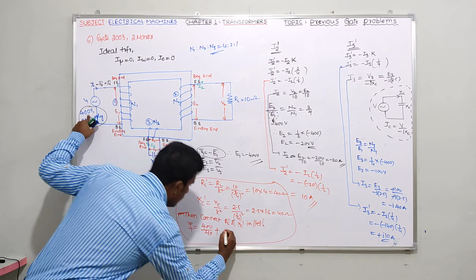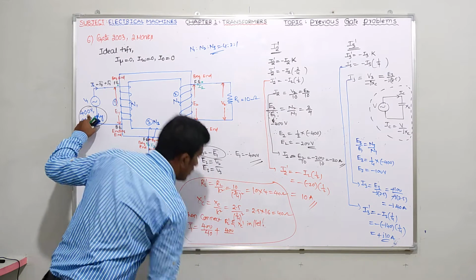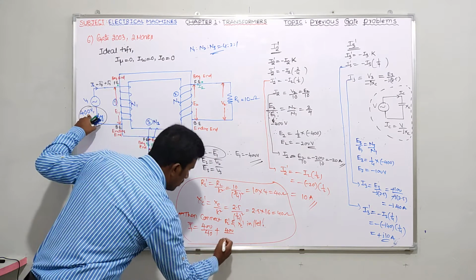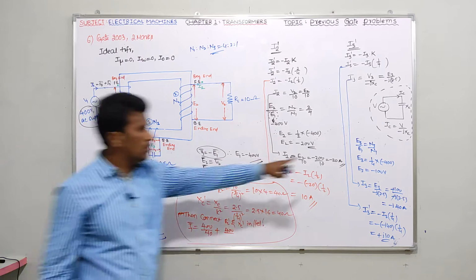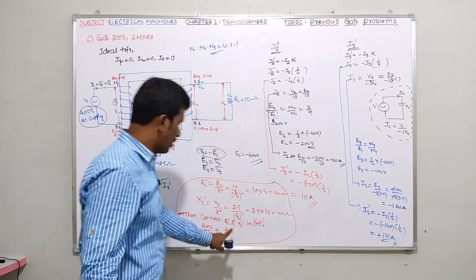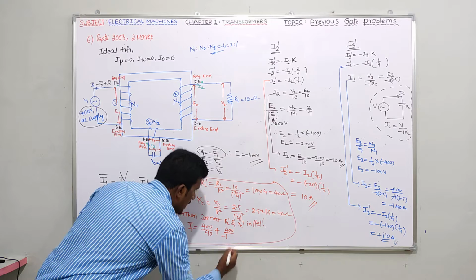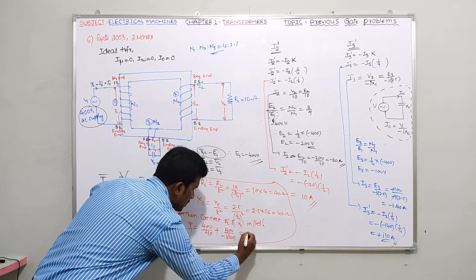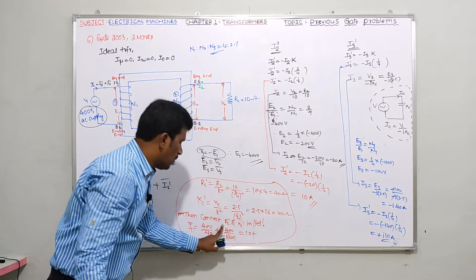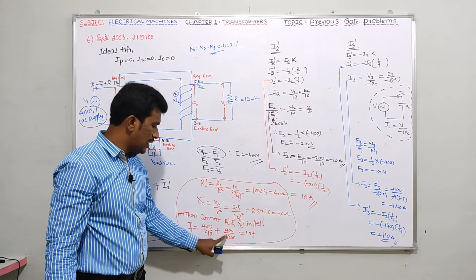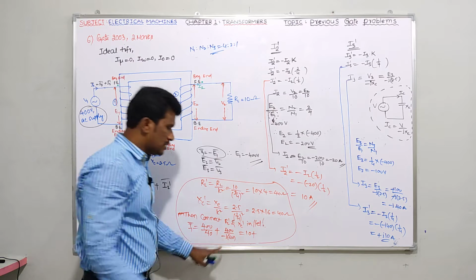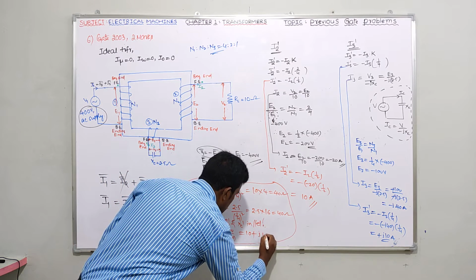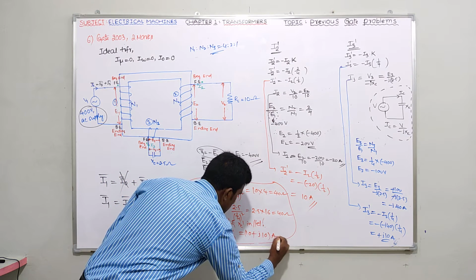400 by, don't forget, I already told you, current flowing through the capacitor means V by minus jXC dash. 400 by minus jXC dash means what I can say? 40. So 10 plus 1 by j means minus j, already minus is there, it becomes plus j, and this becomes also 10. So 10 plus j10 amperes.